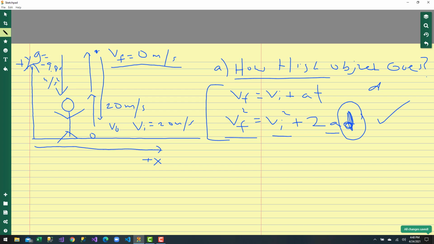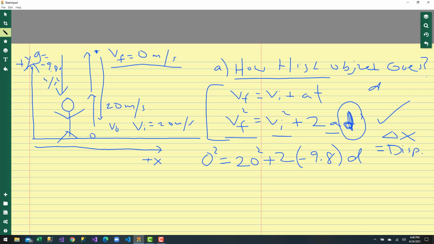All right, V final we know is 0. So 0 squared equals V initial, which is 20 squared, plus 2 times the acceleration due to gravity, which is negative 9.8, times d. d is also known as delta x, and that's the displacement. Let's go ahead and solve for the displacement, meaning how high it reaches when you throw something at 20 meters per second.